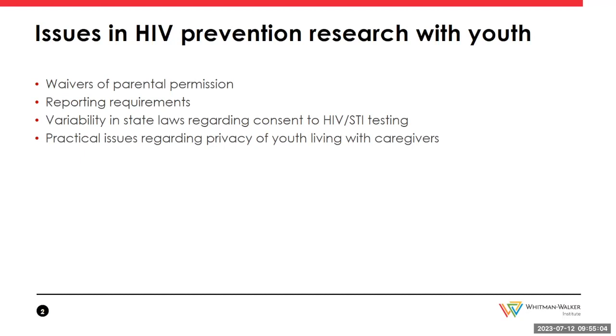So this study has a waiver of parental permission. We don't do any reporting. We don't collect any data that requires mandated reporting, except for a circumstance that, knock on wood, has never happened so far, where we would have to call 911 in a case of acute suicidality, but that's never had to happen so far. And in terms of variability in state laws, we go with the age of 16.